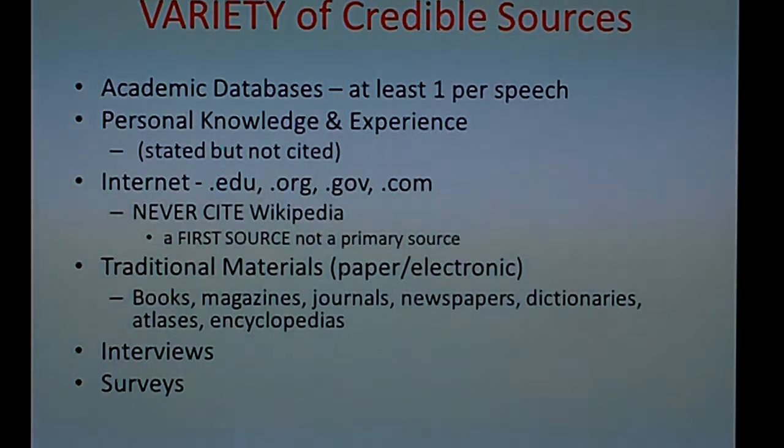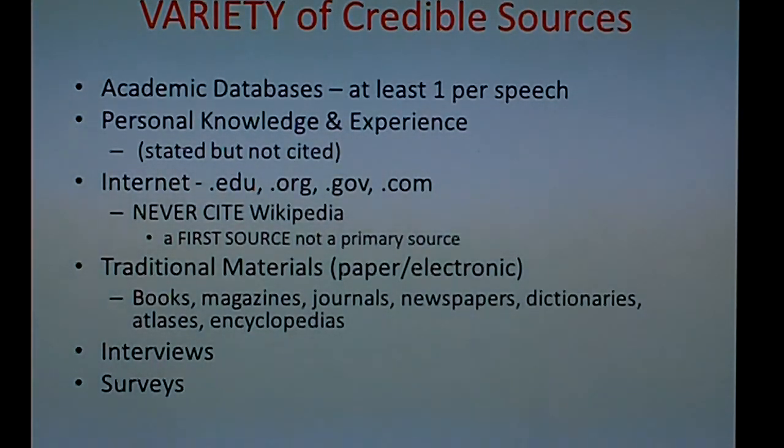Never cite Wikipedia. Can you use Wikipedia? Absolutely. But Wikipedia is considered a first source. You can take your topic to Wikipedia, type it in, and you can get some ideas of some primary sources from that article. A primary source, a secondary source, these are sources that are credible and that you would want to use. Wikipedia only gives you ideas of where to go find primary sources.